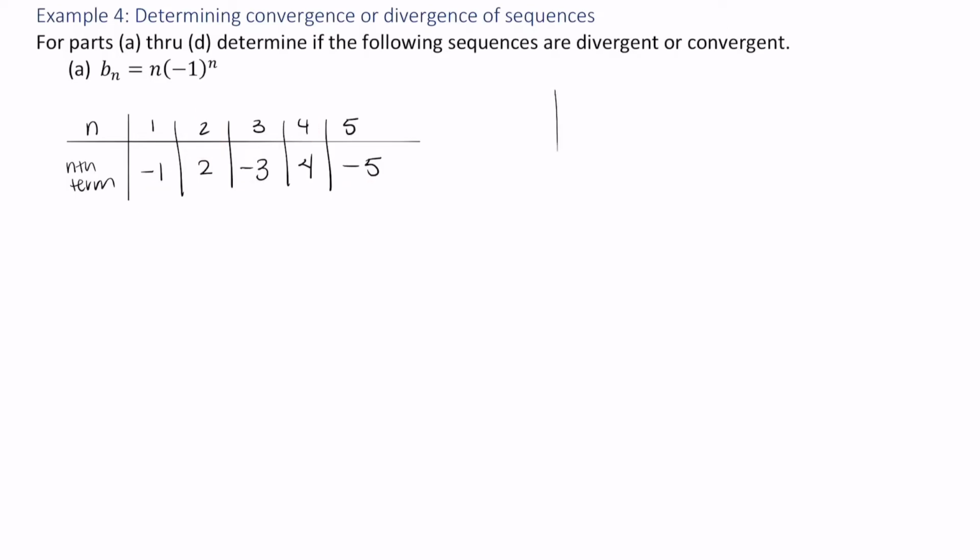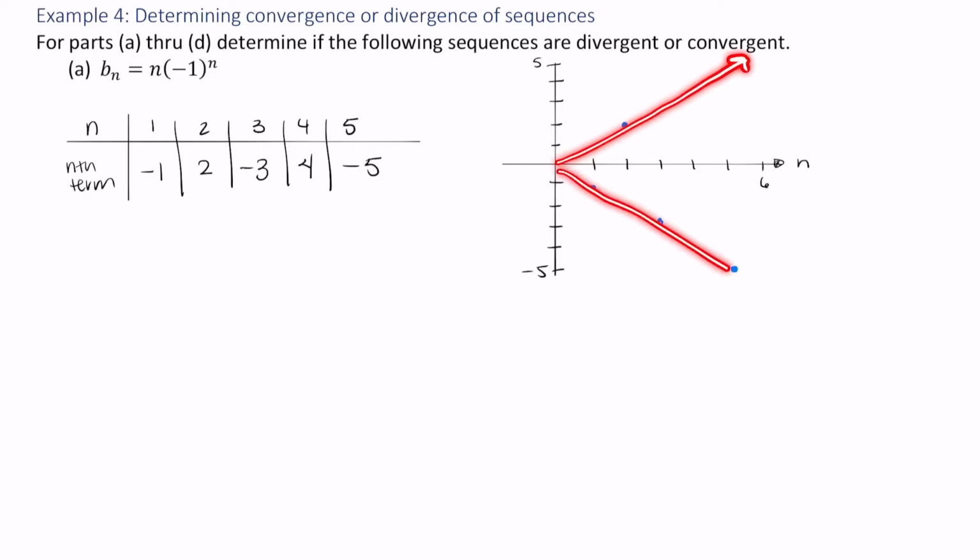So we can make this quick sketch to get an idea of what's going on. There's n. And here we will plot the remainder of our terms. So when n equals 1, we have -1. When n equals 2, we have +2. When n equals 3, we have -3. n equals 4 takes us all the way to +4, and n equals 5 takes us to -5. So if you notice, it's going up in this direction and also down in this direction.